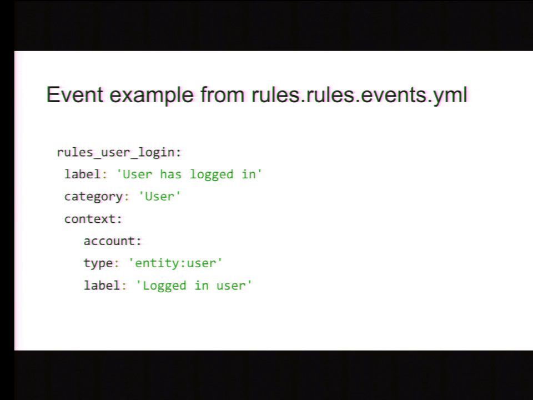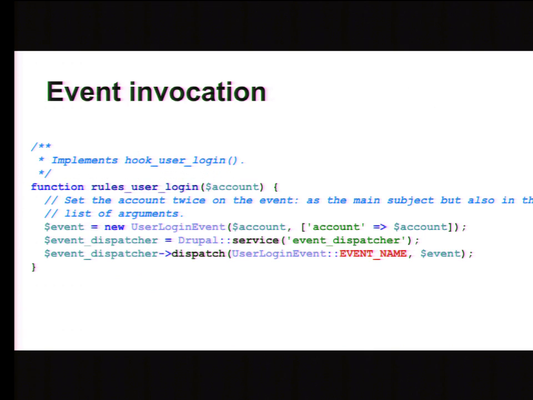How is this event actually invoked? And it works like this. This is an example from Rules itself. It implements hook_user_login. So in Drupal 8, we still have hooks and we have events. Unfortunately, it was not possible in the Drupal development cycle to eliminate all hooks and convert everything to events. So we will have to deal with both cases in Drupal 8. And user login is one example of that.